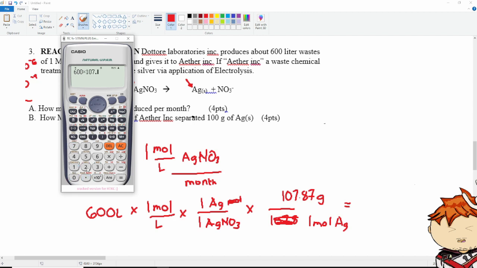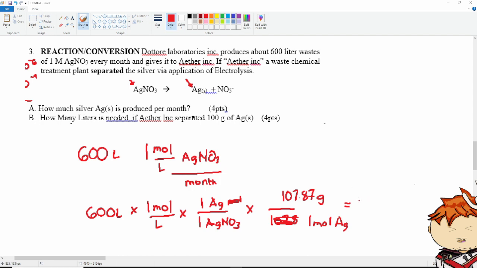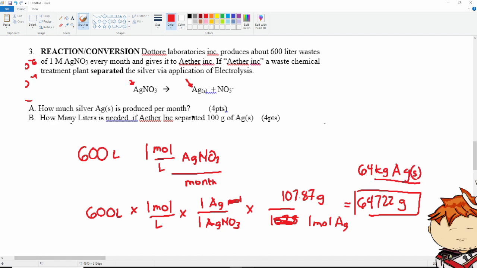Okay, the answer will become 600 times 107.87, which is 64,722 grams. And that is per 600 liters per month. So they produce about 64,722 grams, or 64 kilograms, of silver solid. Okay, that's the answer. How many liters are needed if Aether Incorporated separated 100 grams?